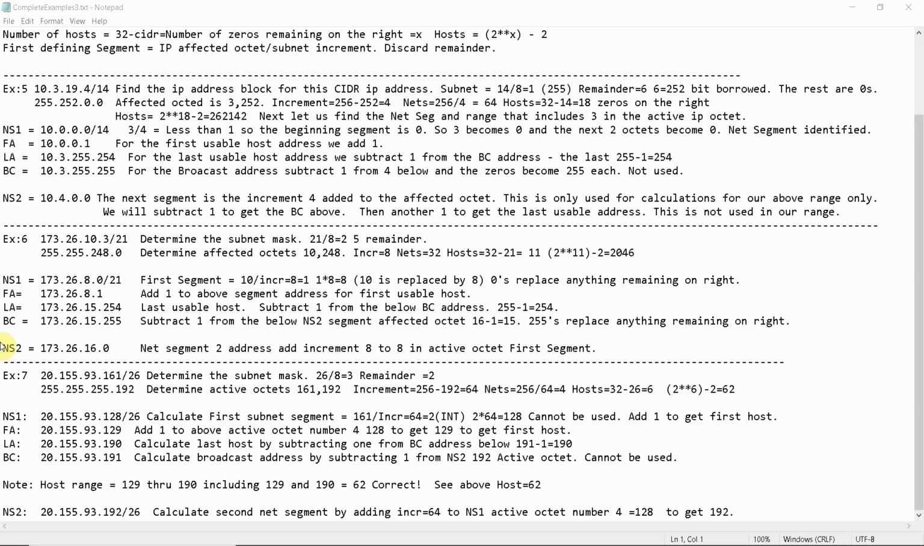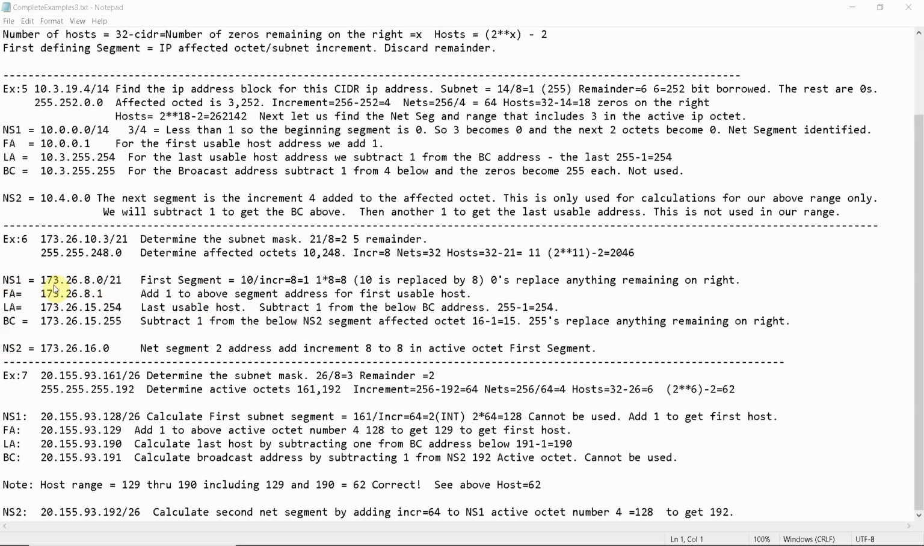So I'm speeding up here a little bit. Just go ahead and add 1 to that. Go ahead and you do that right now. You get the first available usable host. Now let's go ahead and get our next segment so we can back up 2. This is the easiest way I know to explain this.